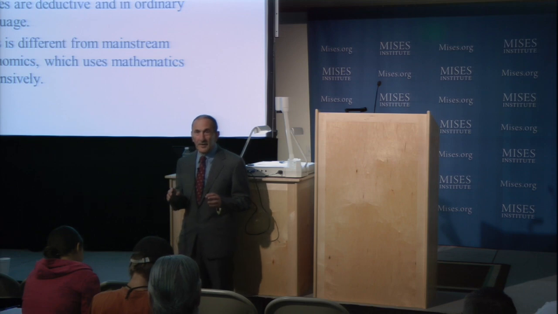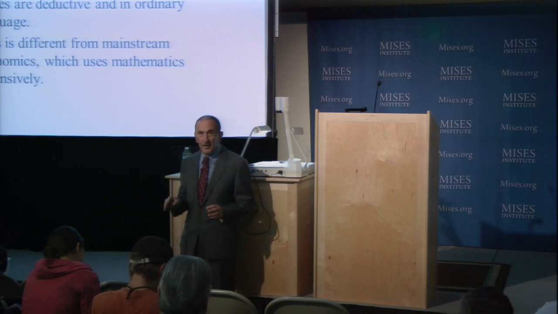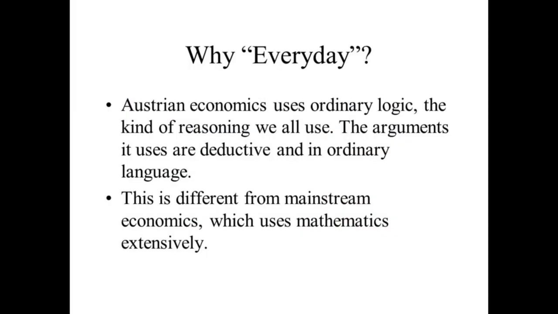Now, if you compare Austrian economics as you find it in the works of Mises and Rothbard with mainstream economics that you find in journal articles, like the American Economic Review, or what you would learn in most mainstream universities, you'll notice a very marked difference, not only in the content of what's taught, but in the manner of presentation.